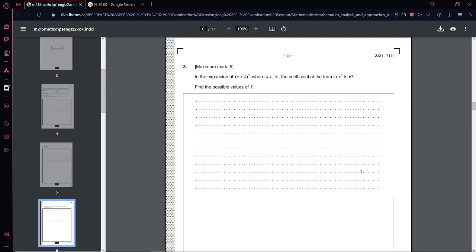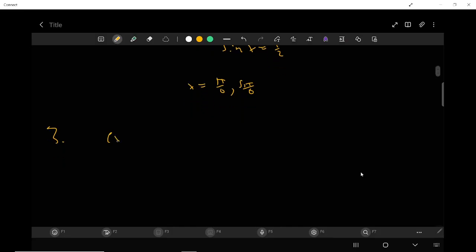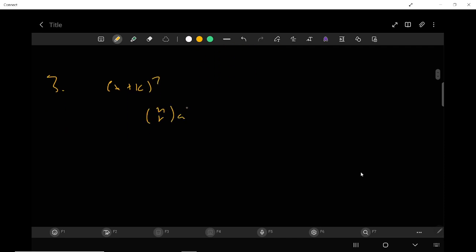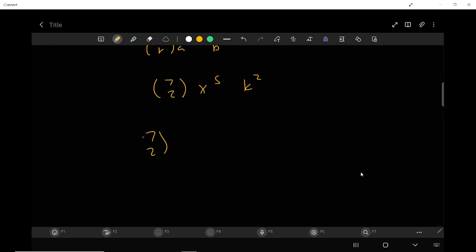Three. In the expansion of this, the coefficient of x to the power of 5 is 63. Okay, we have (x plus k) to the power 7. We'll use n choose r, a to the n minus r, b to the r. So 7 choose r, x to the 7 minus r, b to the r. This is k to the r. This should be squared because we want x to the 5. So 7 choose 2 times k squared equals 63.